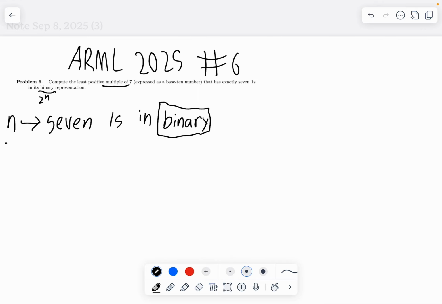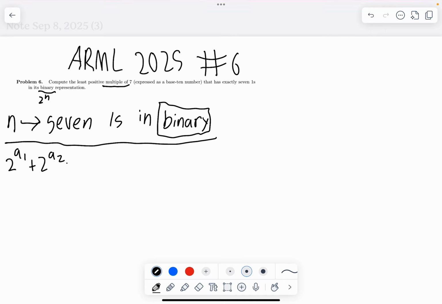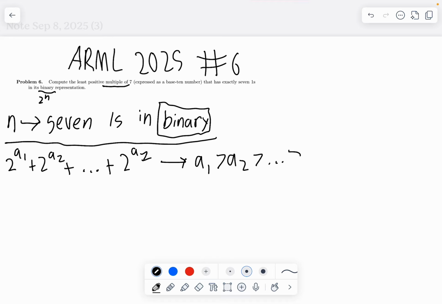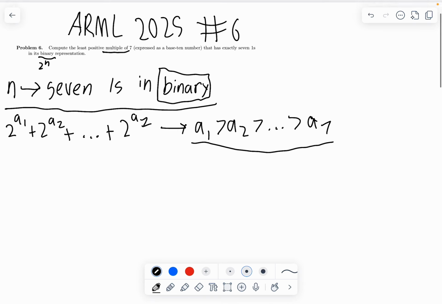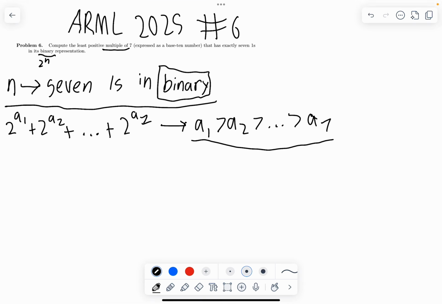So the number has to be in the form 2^a1 plus 2^a2 plus ... all the way till 2^a7, because there's 7 digits in the number, where the exponents are in an inequality this way, meaning that a7 is the largest exponent possible. So essentially what we do is, let's just do our first case.